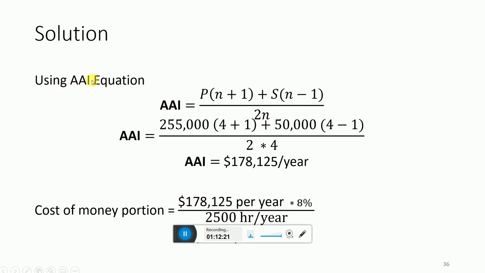So now we are going to use the average annual investment method equation. We just have to put the value of P, which is less the tires, which is 255,000. 4 is the number of service years, S is the salvage value, and N is the service life. Just putting all these values in here and simplifying, the average annual investment is $178,125 per year.